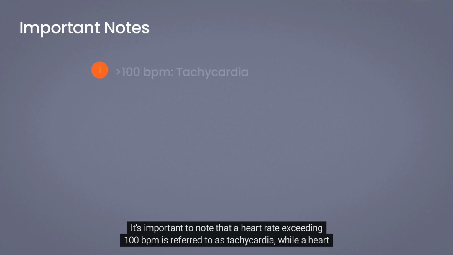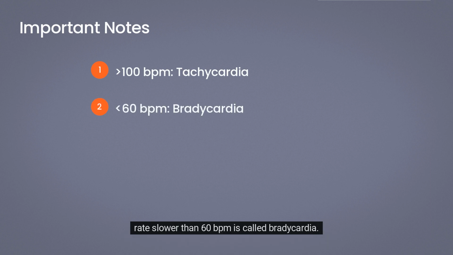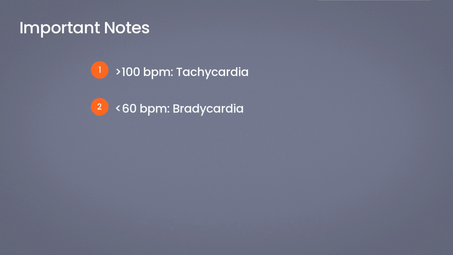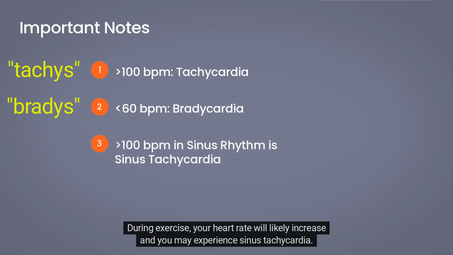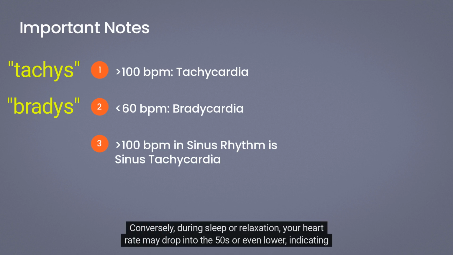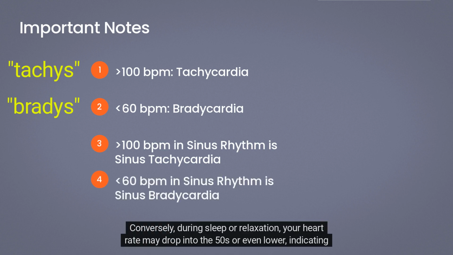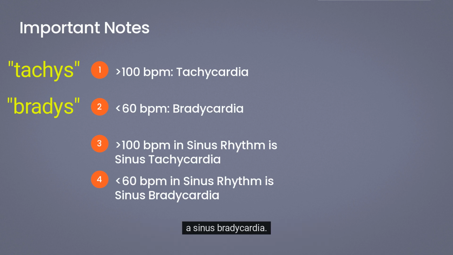It's important to note that a heart rate exceeding 100 BPM is referred to as tachycardia, while a heart rate slower than 60 BPM is called bradycardia. These terms are derived from the Greek words tachys, which means swift, and bradies, which means slow. During exercise, your heart rate will likely increase and you may experience sinus tachycardia. Conversely, during sleep or relaxation, your heart rate may drop into the 50s or even lower, indicating a sinus bradycardia.